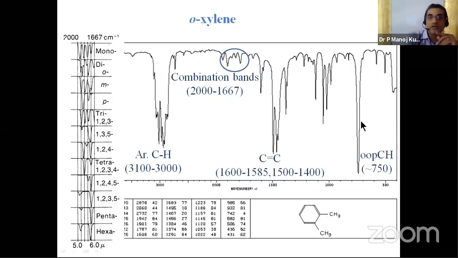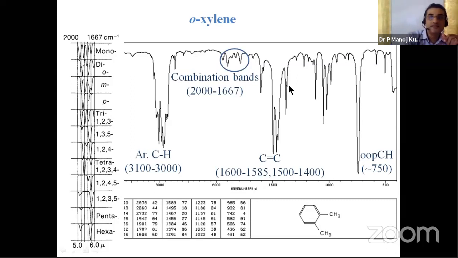Again, we are coming to the next compound. It is orthoxylene. What happens in case of orthoxylene? So what do you see in the case of the ortho-substituted? If you take an ortho-substituted, I told you will get a single peak at 750. You are getting here a single peak at 750 centimeter inverse. That is a CH out of plane bending vibration.